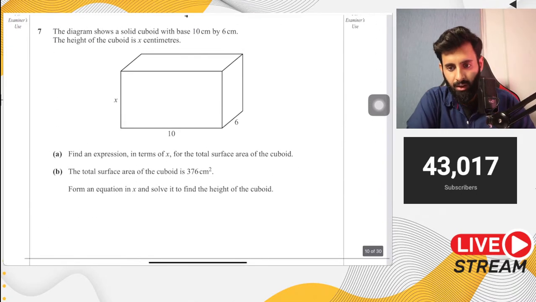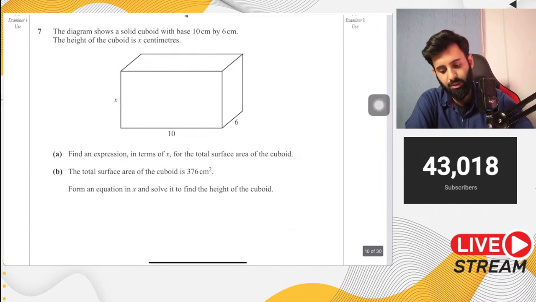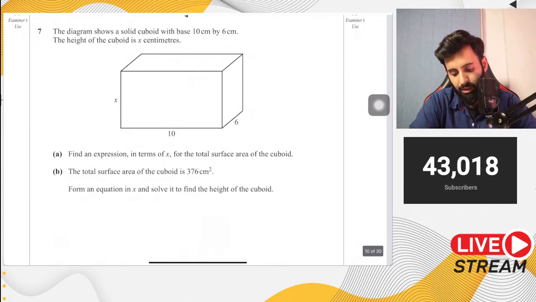Okay. All right, here's question number 7. Let's see what question 7 says. The diagram shows a solid cuboid with base 10 centimeter by 6 centimeter. The height of the cuboid is x centimeters. Find an expression in terms of x for the total surface area of the cuboid.